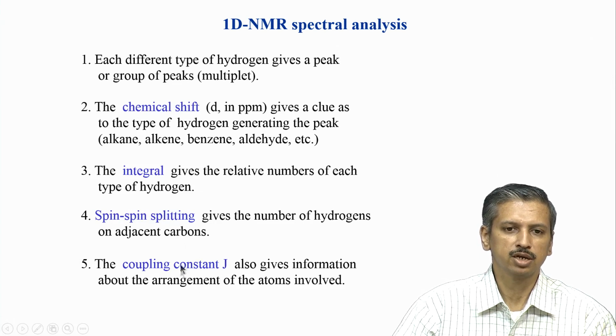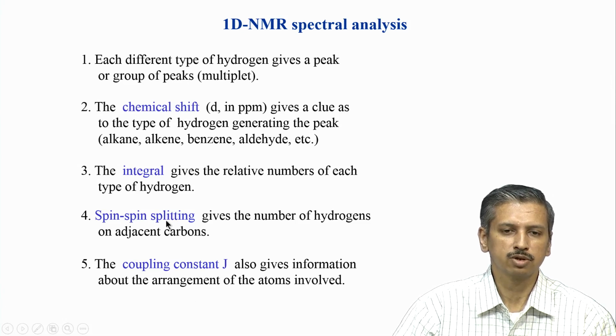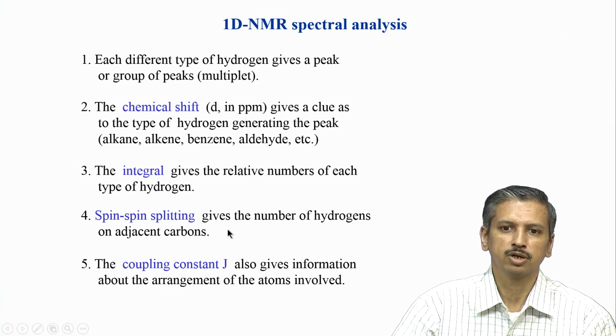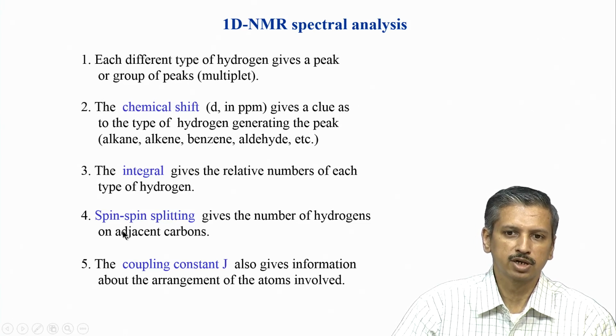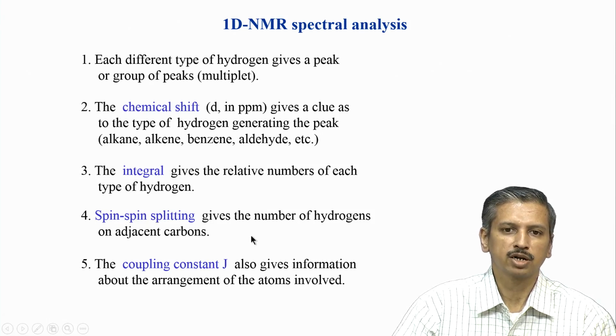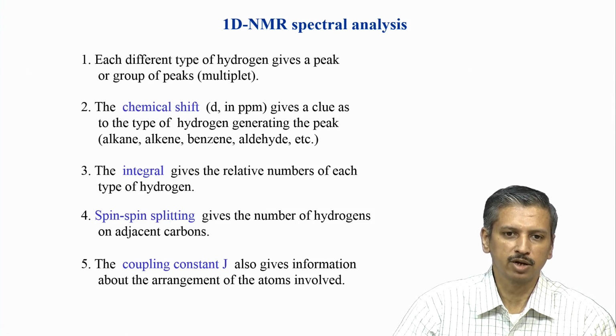This is basically the same thing as the fourth parameter here. The spin-spin splitting and coupling constant essentially tell you what the adjacent hydrogens and carbons present in the molecule are, and it is a very important parameter as far as structure is concerned, because from the coupling constant or from the spin-spin splitting pattern we immediately get to know the number of neighboring hydrogens, whether it is a quaternary carbon, a tertiary carbon, and so on.